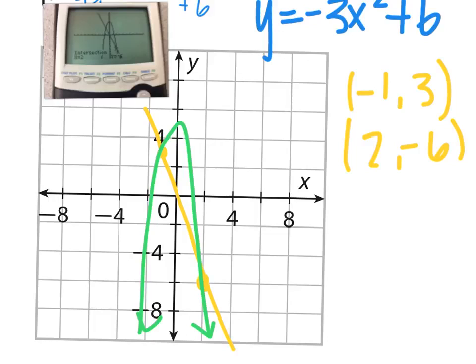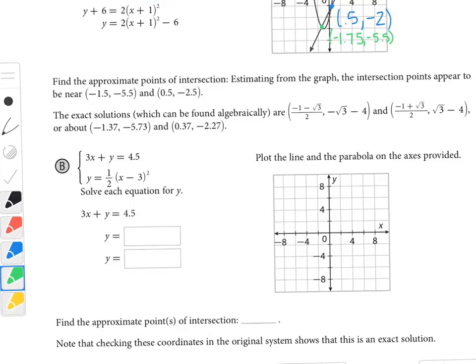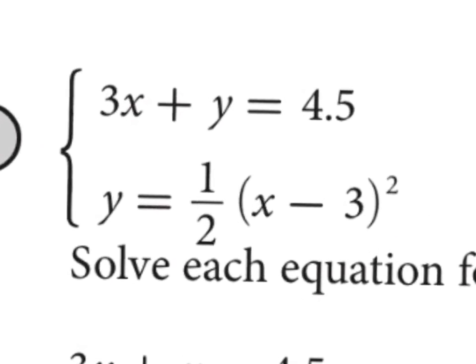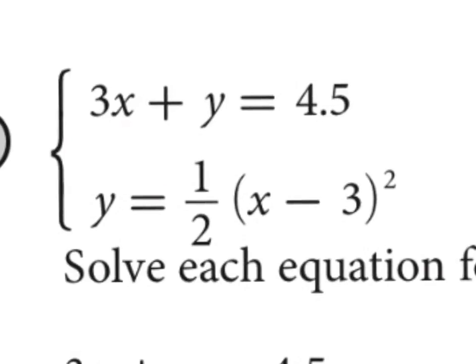Okay, I want to go back and look at the problem on the previous page with you now. All right, so I want to look at question B with you. So it says 3x plus y equals 4.5 and y equals 1/2 times (x minus 3) squared. So what's the first thing I need to do with that first equation? I need to get rid of the 3x. So I'm going to minus 3x over here.